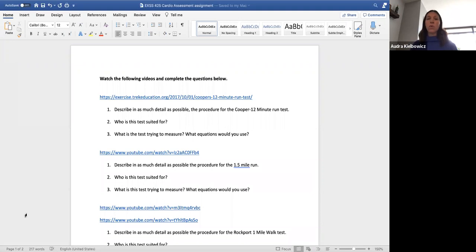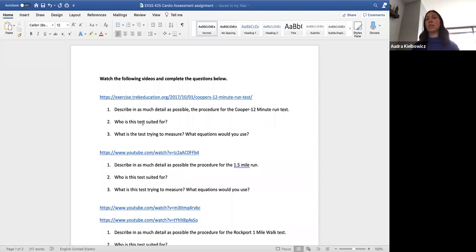So let's just take the 1.5 mile run test. They did this test outside in the video. Make sure you say that it was outside. Make sure you say the type of surface it was on, what equipment was needed, how they warmed up, how long that they did it, anything that you can actually grasp from that video, write that down in the first question. Then it's also going to ask who the test is suited for.